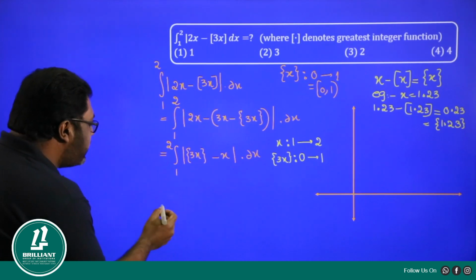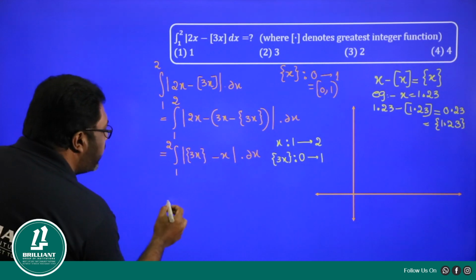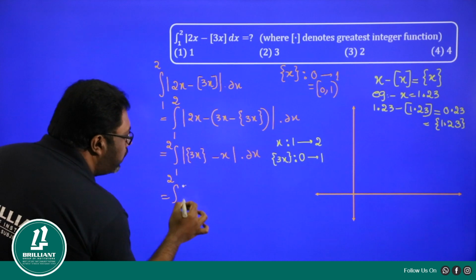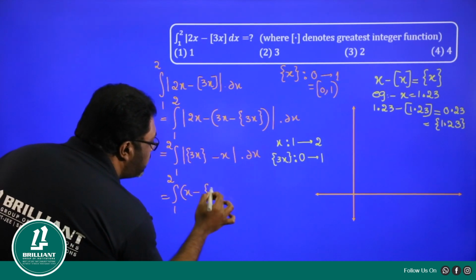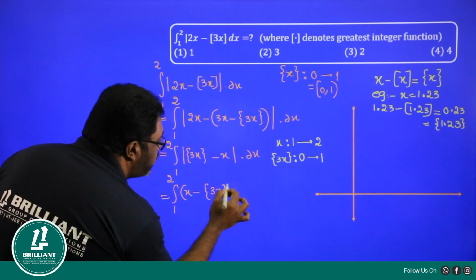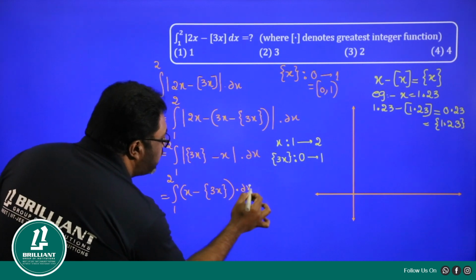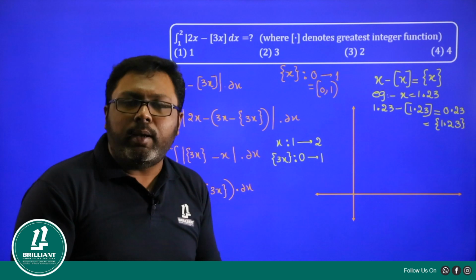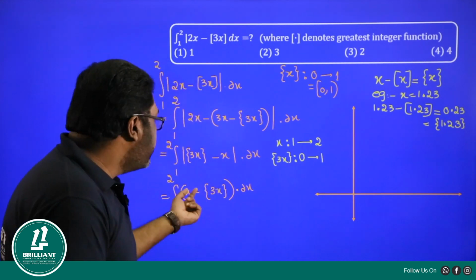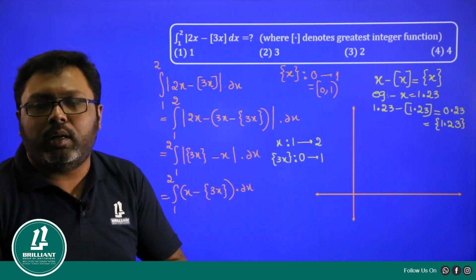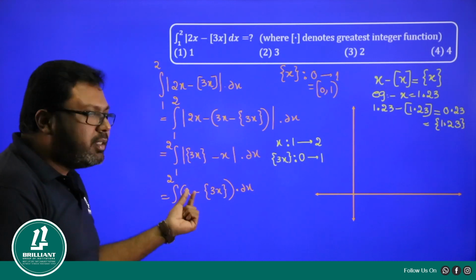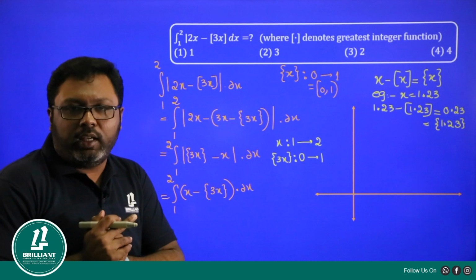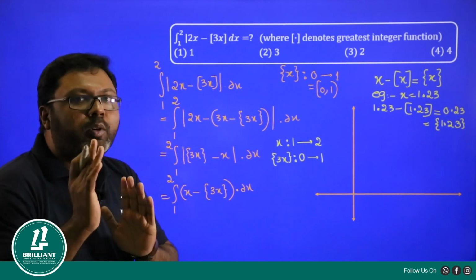So can I say this, that it is equivalent to integral 1 to 2 of x minus the fractional part of 3x dx, because it is modulus. Because it is modulus, negative and positive are always going to be the same. So it's going to be x minus the fractional part of 3x. So integrating x is not difficult, but how to integrate the fractional part of 3x? That's the most key important.